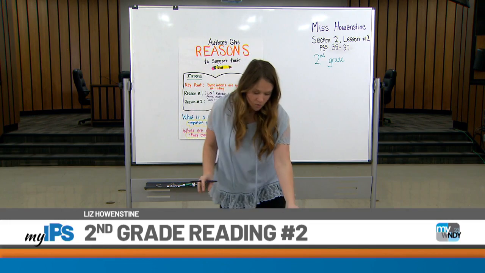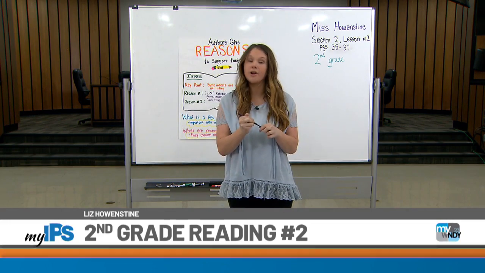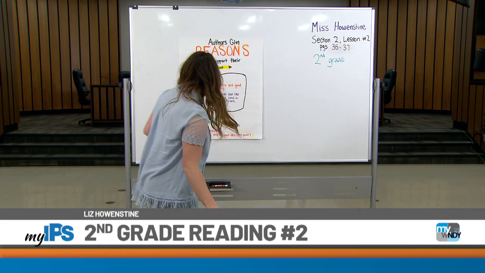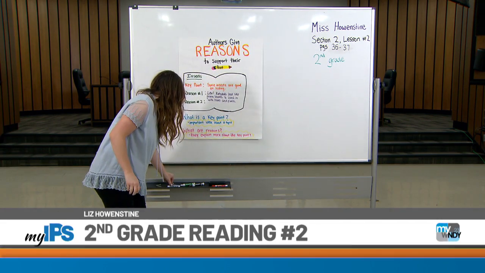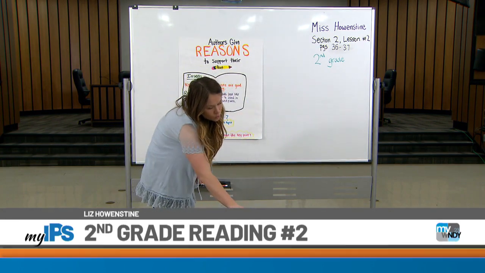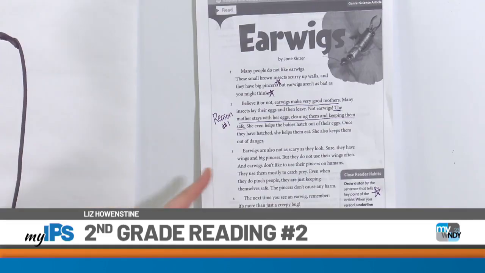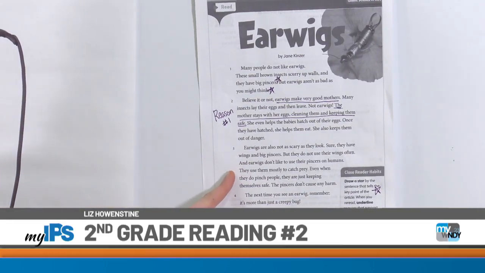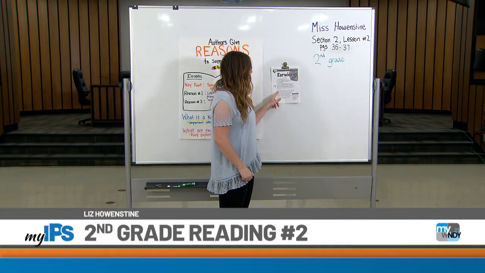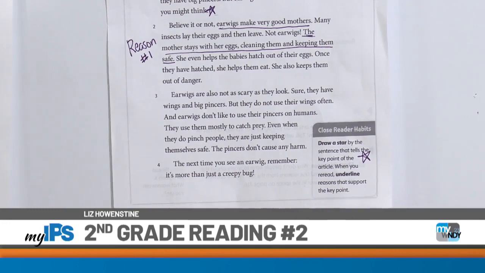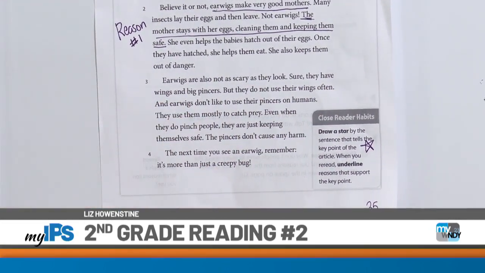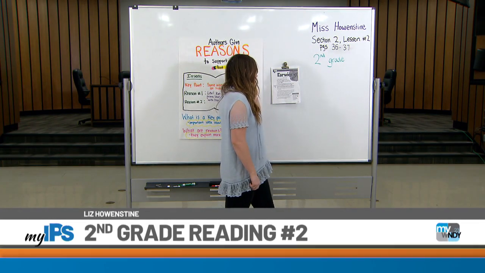Now, I want to use a different color. If you have a crayon or something, get that out, and you can use a different color. I'm going to use a marker, and we are going to see what this paragraph says. We are going to read paragraph 3. Let's go ahead and read this together. Earwigs are also not as scary as they look. Sure, they have wings and big pincers, but they do not use their wings often.